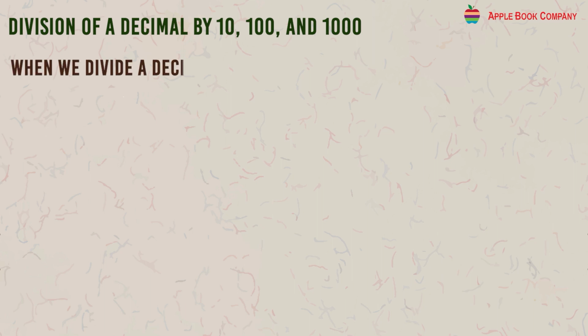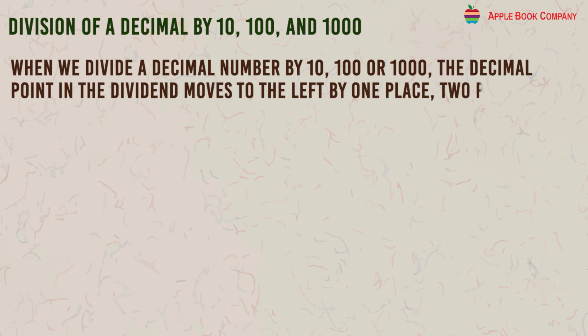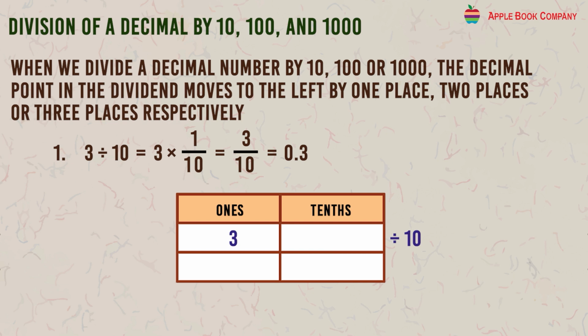Division of a decimal by 10, 100 and 1000. When we divide a decimal number by 10, 100 or 1000, the decimal point in the dividend moves to the left by 1 place, 2 places or 3 places respectively. Let us consider the following examples. For example, 3 divided by 10 is equal to 3 into 1 by 10, which is 3 by 10, equals 0.3. So the 1s in 3 become tenths. 3 ones divided by 10 is equal to 3 tenths, which is 0.3. Let us see one more example.